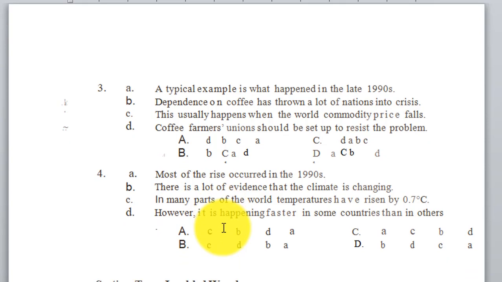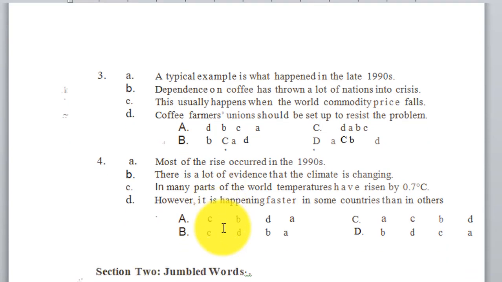Question number 4. Most of the rise occurred in the 1990s. There is a lot of evidence that the climate is changing. Yes, right. And in many parts of the world temperatures have risen by 0.7 degrees. However, right. Which comes first here? There is a lot of evidence that the climate is changing. Exactly, it talks about how the climate is changing, in which degree centigrade the change happens. That's it.